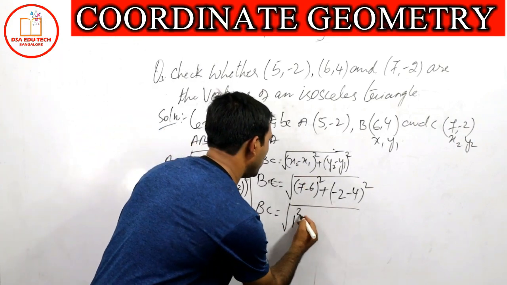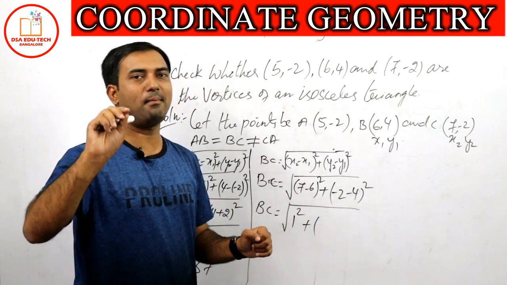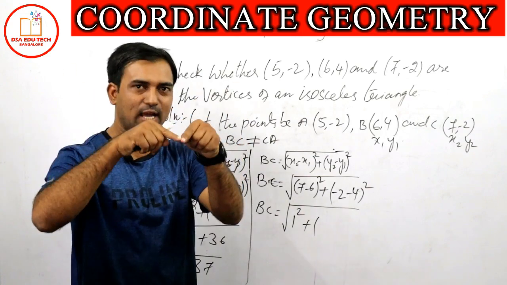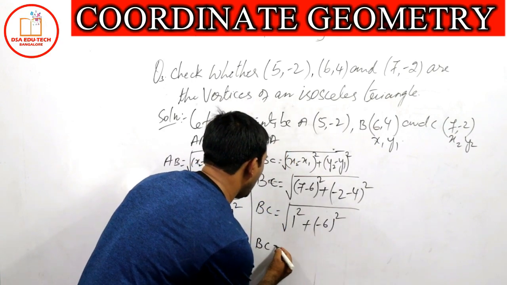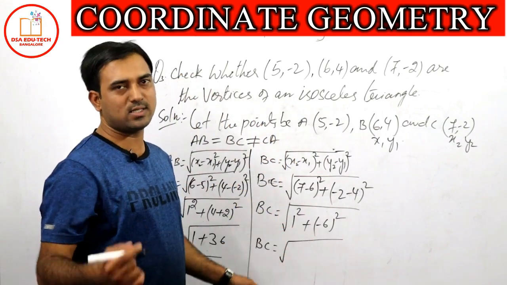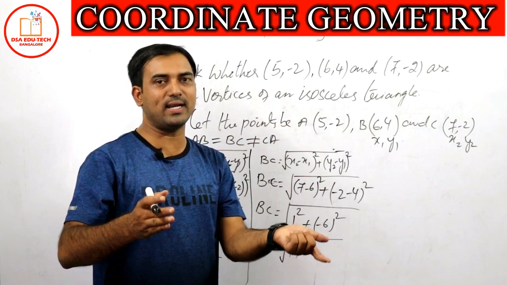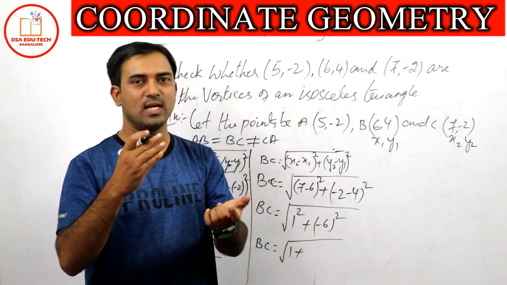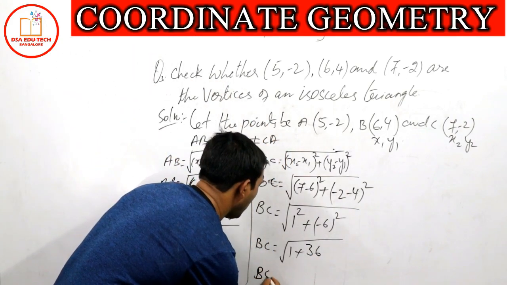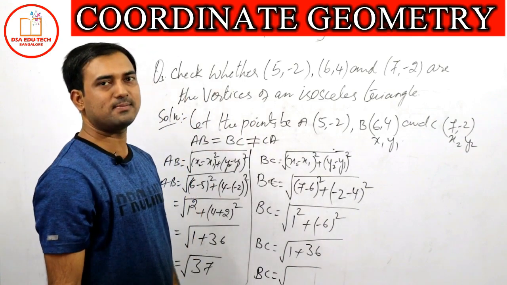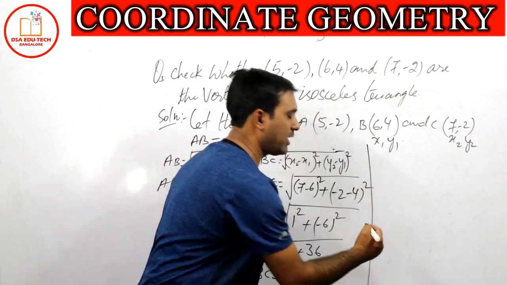Now BC equal root under 7 minus 6, which is how much? 1 square. 1 square plus minus 2 minus 4 is minus 6. When both are minus, we add them with the same sign. So minus 6 square. Now BC equal root under 1 square is 1 only. Minus 6 square is minus 6 into minus 6, so that is 36. BC equal root under 1 plus 36 is 37. So 37 we got. Next, what do we have to find out?